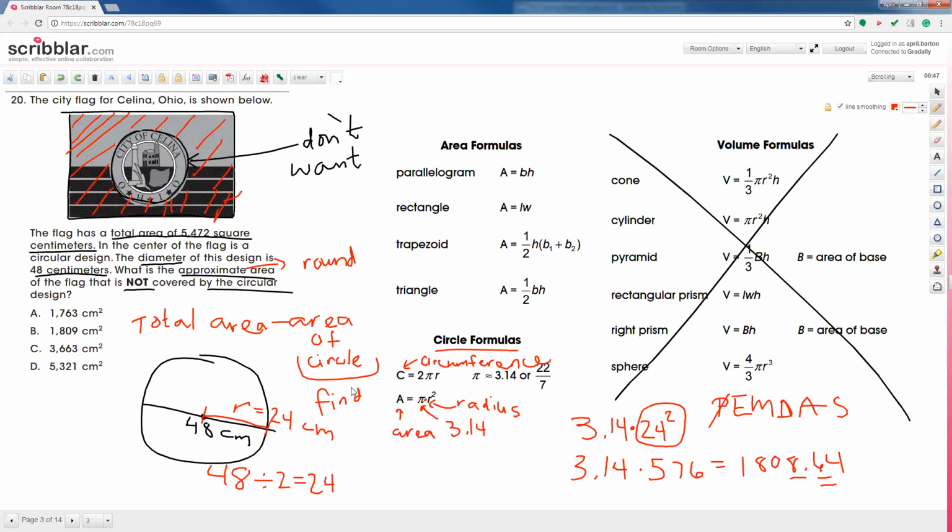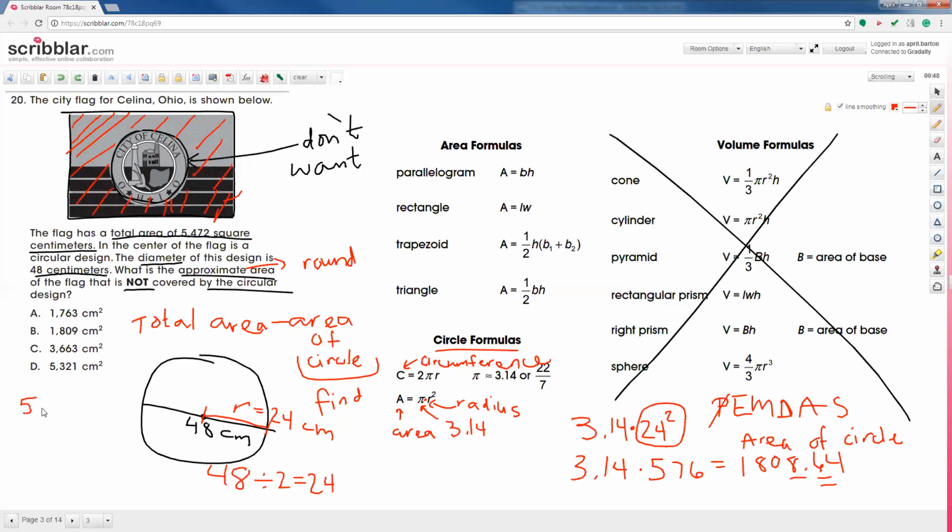We just found the area of the circle. 1809 is the area of the circle. That is not what they asked for. They asked for the area of the flag not covered by the circle. I almost forgot to go back and do the total area minus the area of the circle.